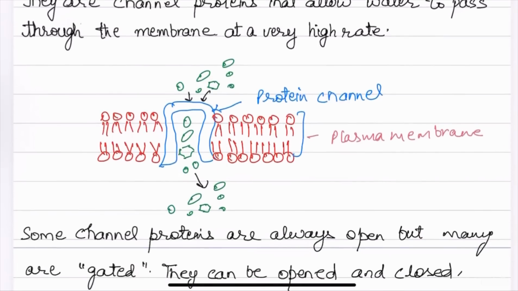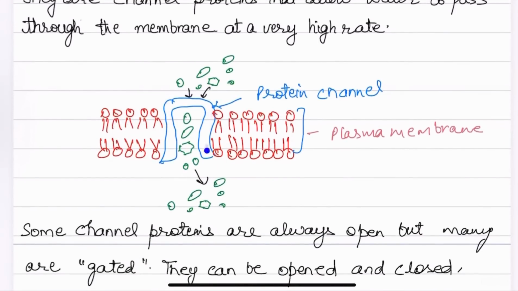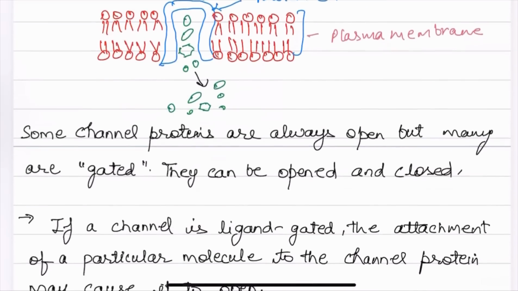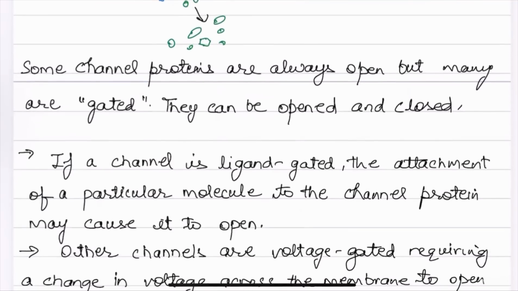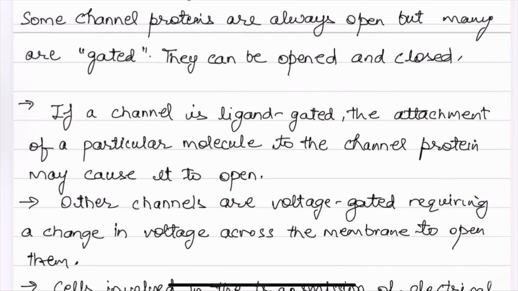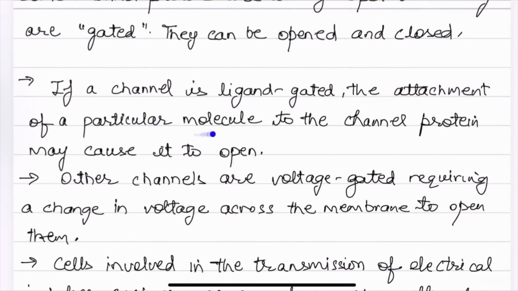This is a protein channel, and these are molecules being transported. There are some channel proteins which are always open, but many are gated, and they can be opened and closed. So if a channel is ligand gated, the attachment of a particular molecule to the channel protein may cause it to open.